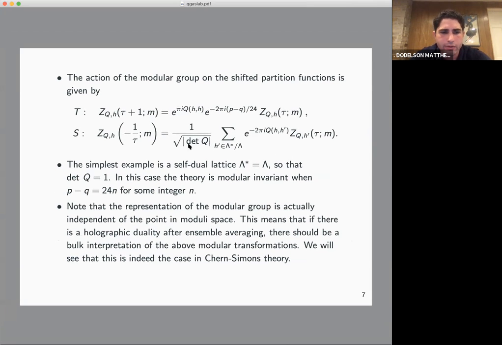So note that the representation of the modular group is actually independent of the points in moduli space, namely these transformations don't depend on the moduli. So what this means is that if there's actually a holographic duality after the averaging, there should be a bulk interpretation of these modular transformations since they survive the average. So we'll see that indeed this is the case in Chern-Simons theory. These modular transformations act on the Hilbert space.